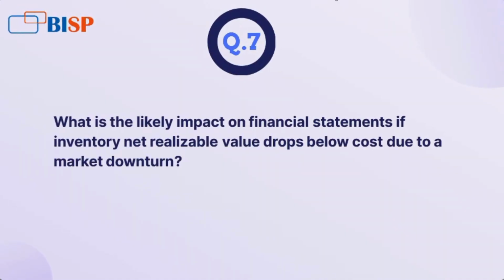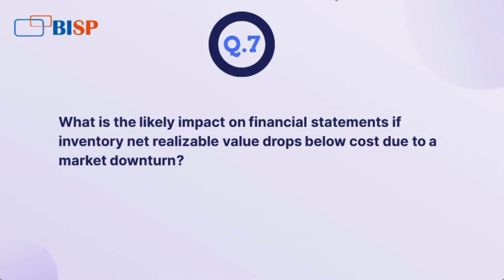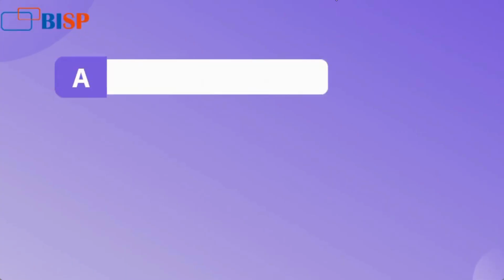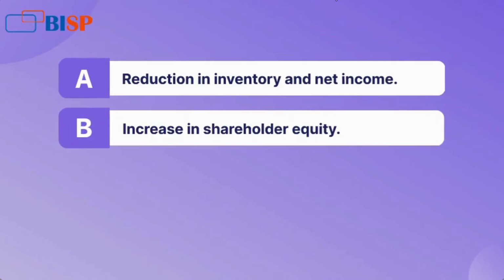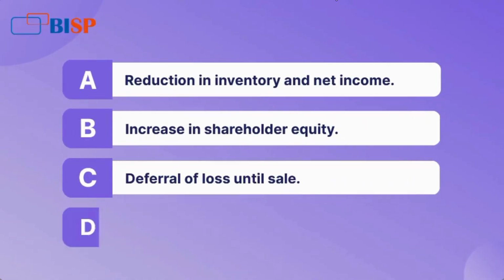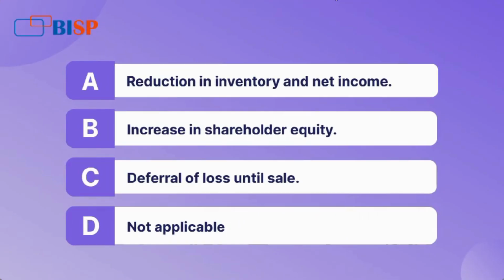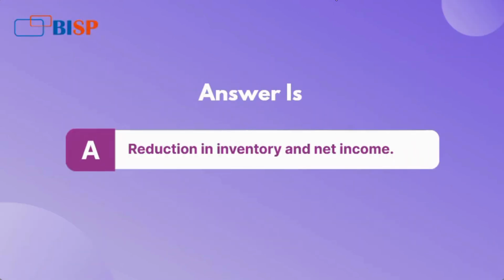What is the likely impact on financial statements if inventory net realizable value drops below cost due to a market downturn? A. Reduction in inventory and net income. B. Increase in shareholder equity. C. Deferral of loss until sale. D. Not applicable. Answer is A. Reduction in inventory and net income.